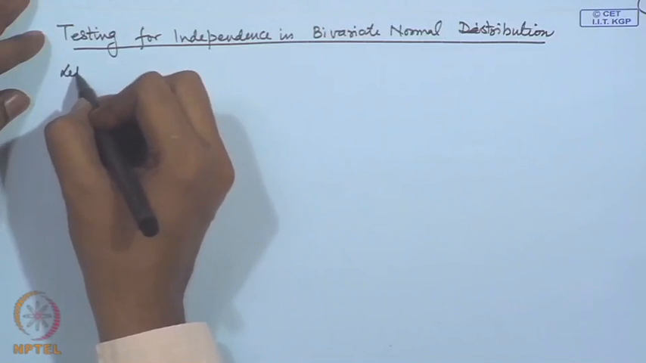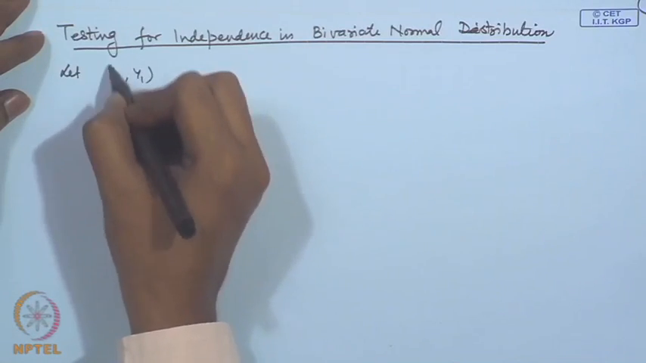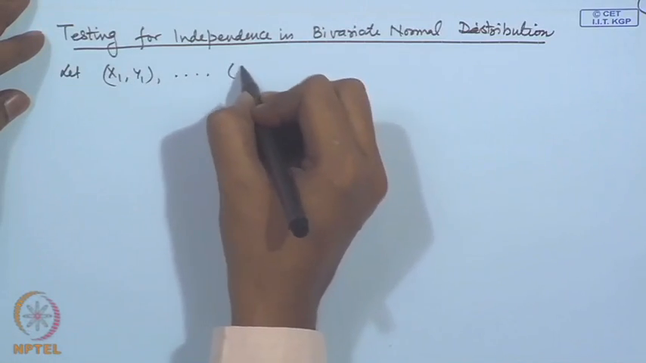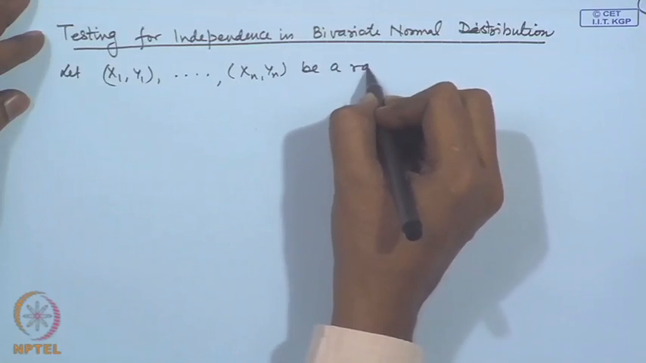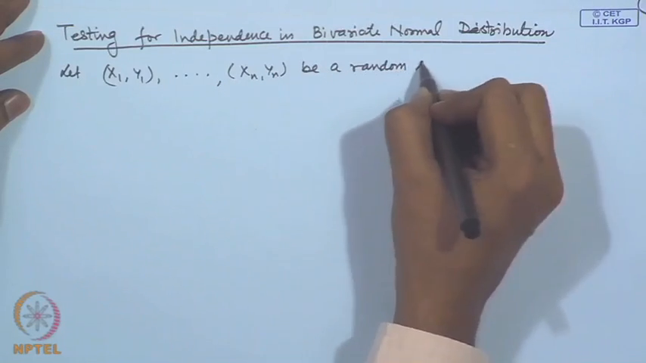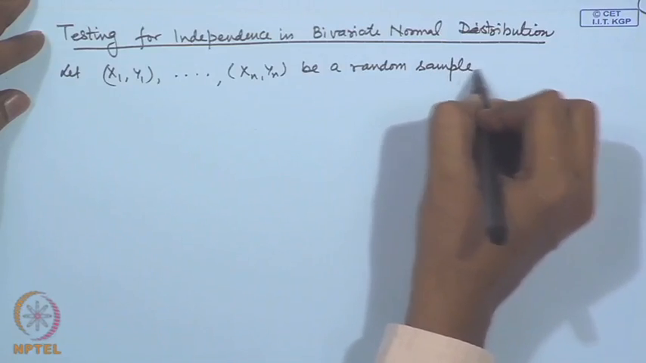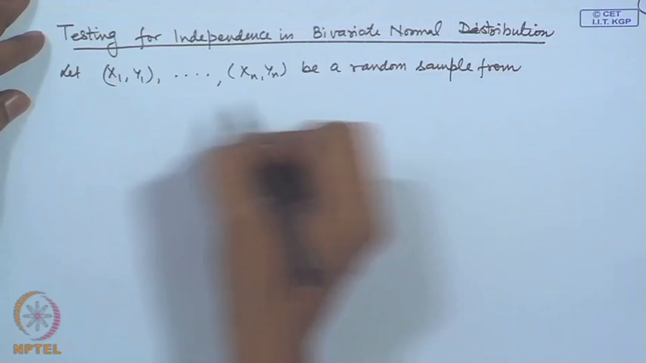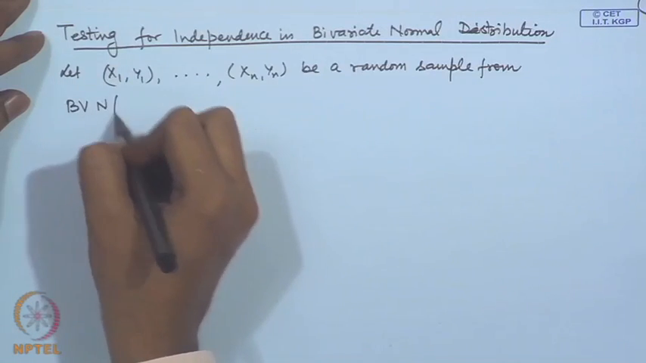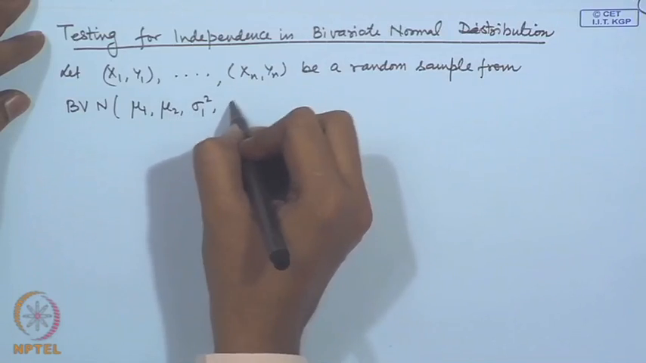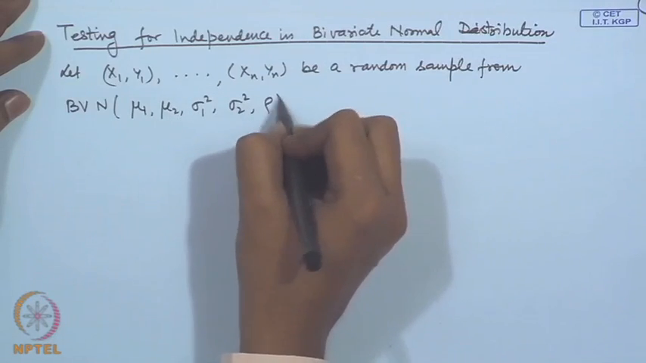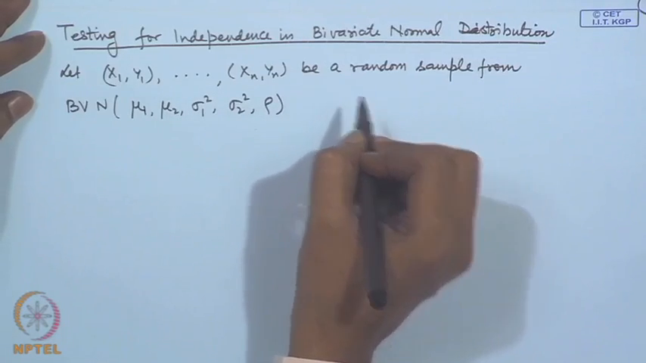So, let (x1, y1), (x2, y2), ..., (xn, yn) be a random sample from bivariate normal (mu1, mu2, sigma1 square, sigma2 square, rho) population.